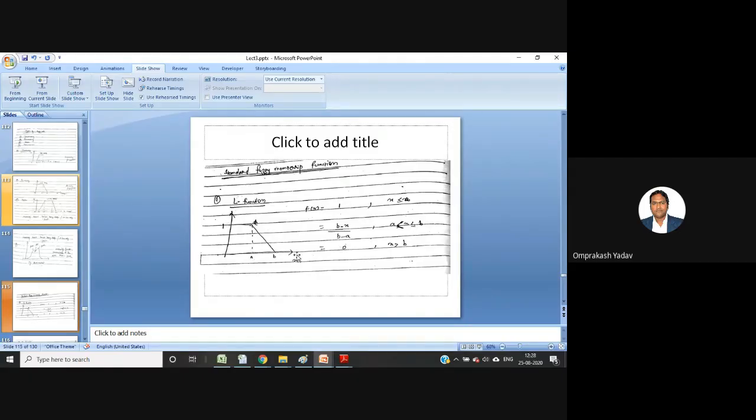So A comma 1. Once you have these 2 points, you can determine the equation for this line, and you can represent it as y equal to, and then you will get this particular equation. So we have solved this particular question already.